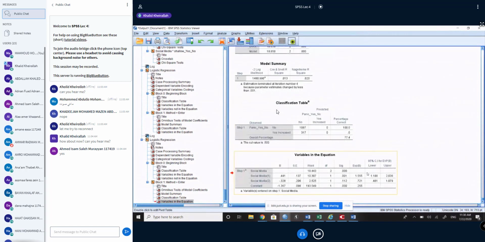Within this table, we'll just go here. Exponentiated beta is going to be the odds ratio. And this is going to be the first one. It's going to be all the times. And one is going to be never.